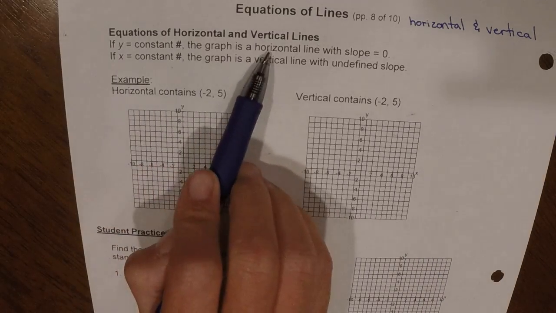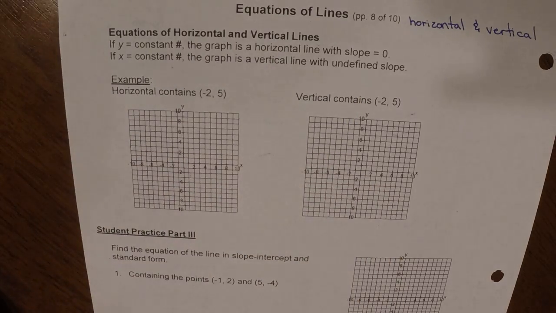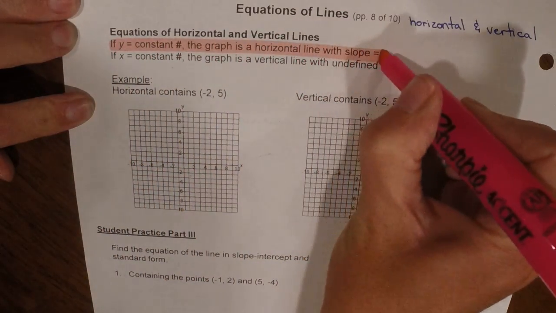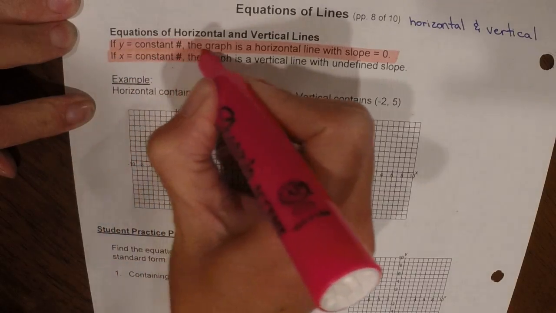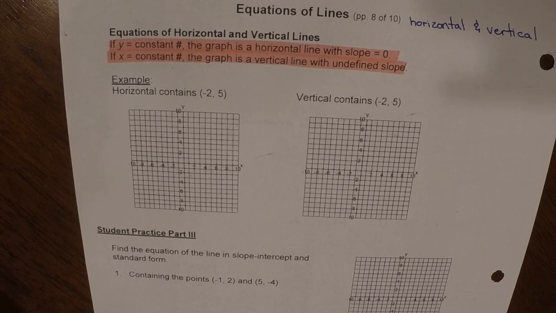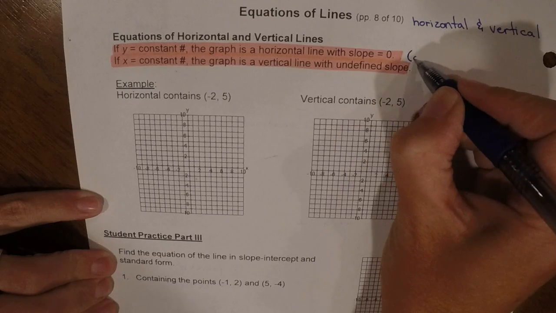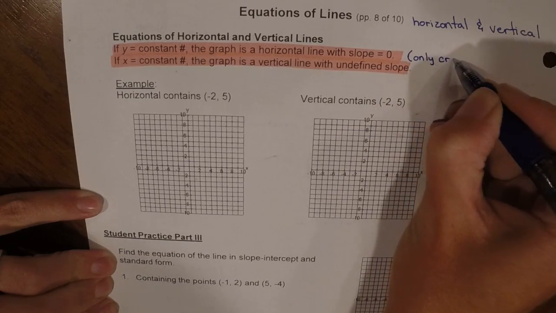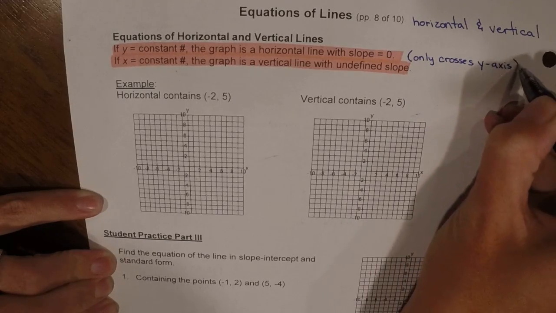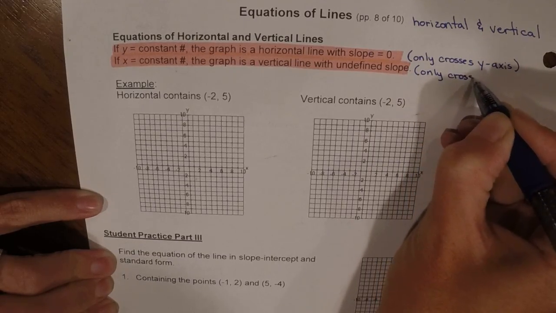If it's horizontal, that means it's y equals a number with a 0 slope. And again, if you have a highlighter, this is probably something you're going to want to memorize. If it's x equals a number, then the graph is vertical and it has an undefined slope. So again, a way to remember this is that if it's y equals a number, it only crosses the y-axis. If it's x equals a number, then it only crosses the x-axis.